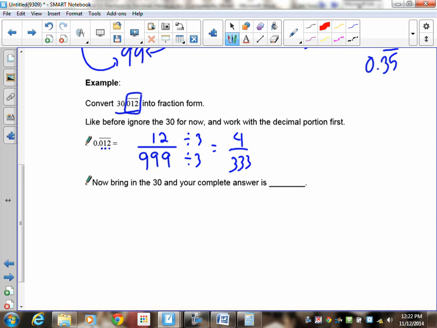And now, bring your 30 in. So your answer is 30 and 4 over 333. All right? Turn the page.